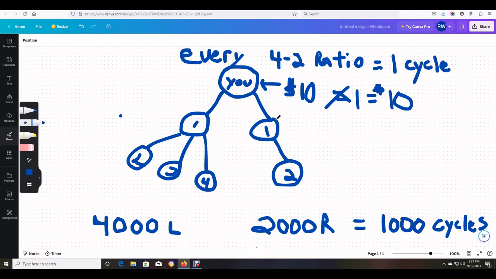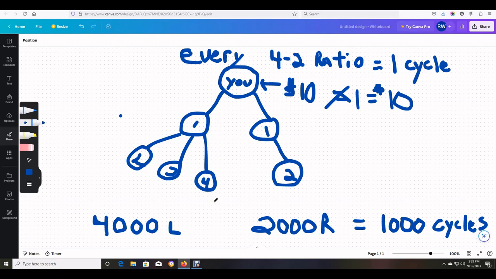So using this example and the $10 payout per cycle, and like I said, a cycle is four in one leg, two in your other leg. So if you had 8 people in your left leg and 4 in your right leg, that would be 2 cycles. And it can be the opposite. It could be the 8 in your right leg and the 4 in the left leg. It doesn't matter which leg. For every 4 in one leg to every 2 in the other completes a cycle.